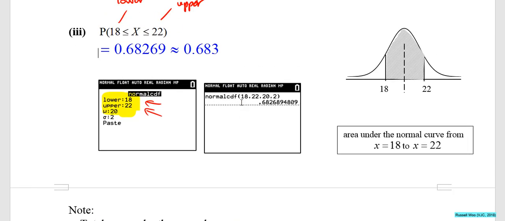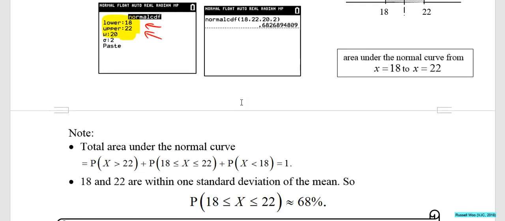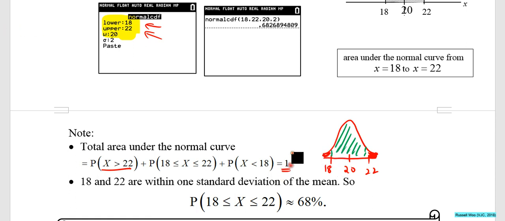Just a few notes for us to see. Does this make sense? Total area under the curve. This is 20, this is 18, this is 22. Does it make sense that X greater than 22, which is here, plus X between 18 and 22, plus X smaller than 18 must always be equal to 1? This is the total. Of course. Yes?